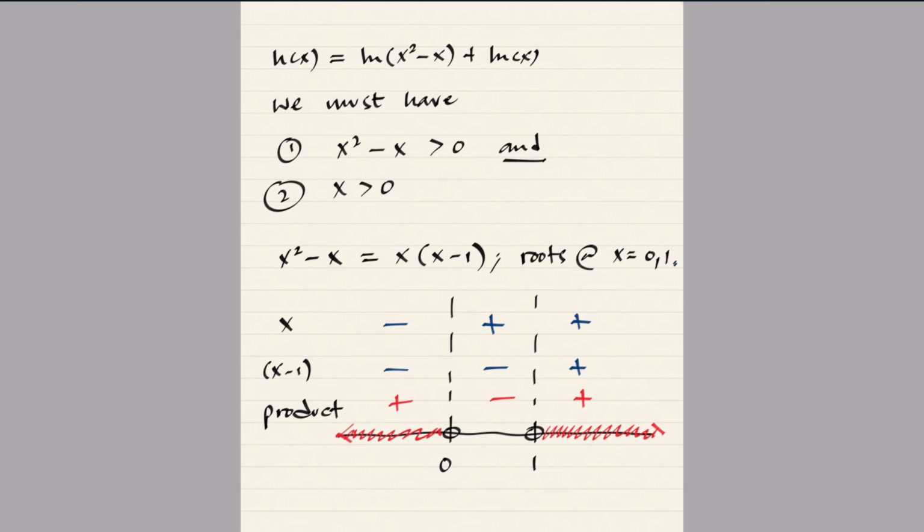But we have a second condition that we have to factor in here, namely x has to be positive. In other words, x greater than 0. So what we want to do is get both of these intervals down, and then we'll take the intersection, and that's going to give us our domain.